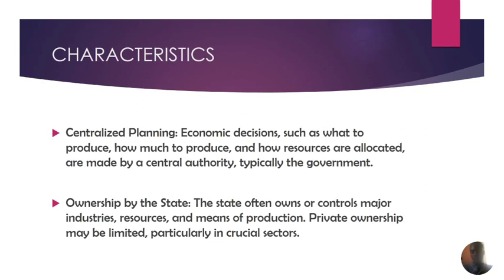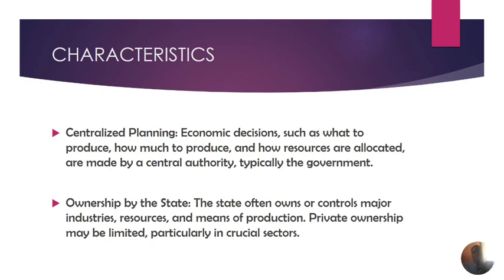So let's look at the characteristics of a centrally planned economy. How do we see that this is a centrally planned economy? The first thing is that in a centrally planned economy, economic decisions such as what to produce, how to produce, and how resources are allocated are made by the central authority, typically the government. So they have what you call the central planning board, which is in charge of making sure of what is supposed to be produced, how it is going to be produced, and how resources are going to be allocated. So that central authority is the one which answers the centralized planning.